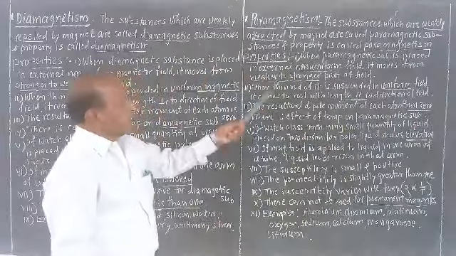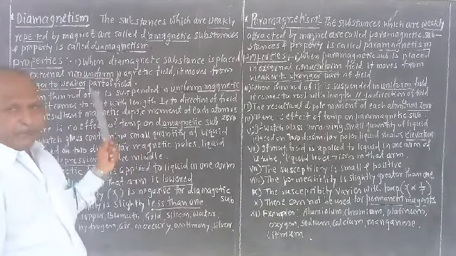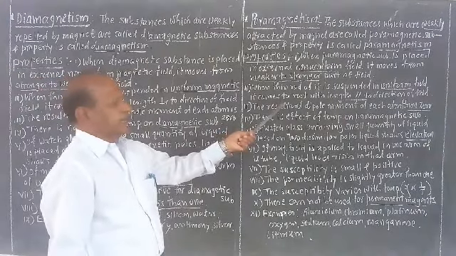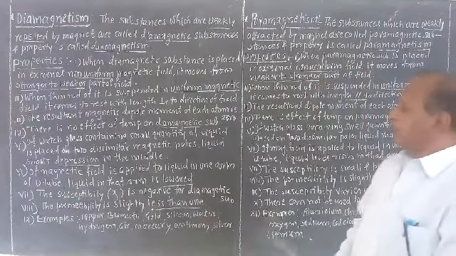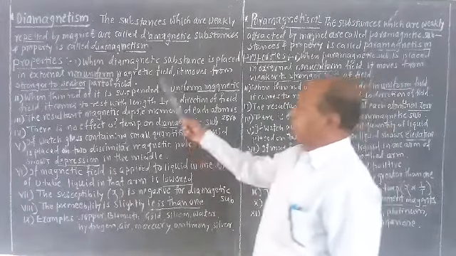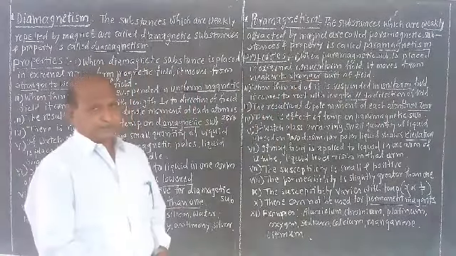Next, when a thin rod of paramagnetic material is suspended in a uniform magnetic field, it comes to rest with its length parallel to the magnetic field. In diamagnetic, it remains perpendicular. Now in this case, the resultant dipole moment of each atom is non-zero, but in diamagnetic material, it is zero.